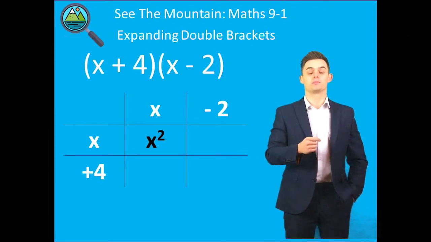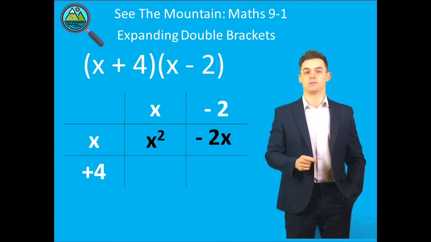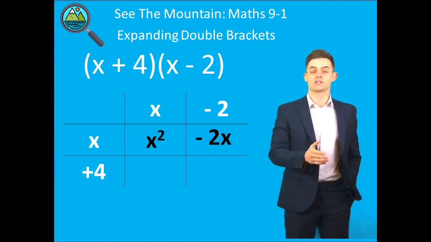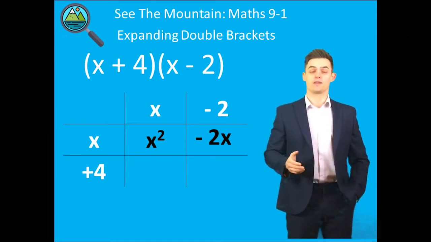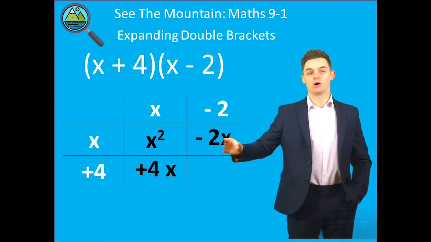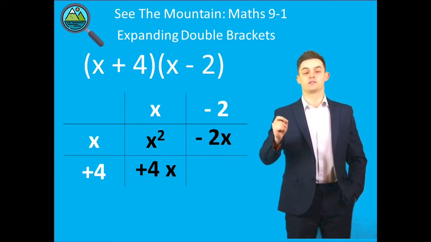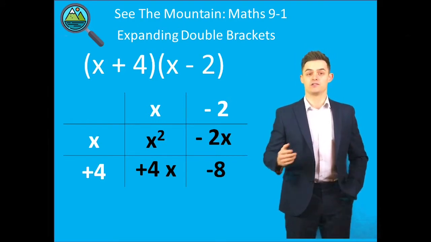So the first thing we do is x multiplied by x, x squared. Then we do the x multiplied by the minus 2, that gives us minus 2x, remember, that's a minus number. Then we go down, we've got x multiplied by the 4, that gives us plus 4x. And then finally, in the bottom right, we've got 4 multiplied by minus 2. Remember, a plus and a minus makes a minus, so that gives us minus 8.